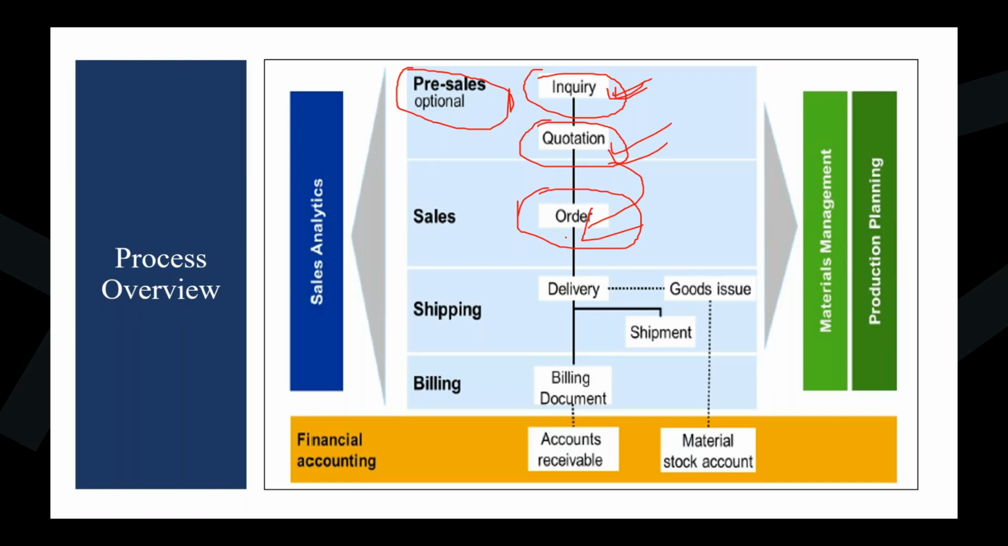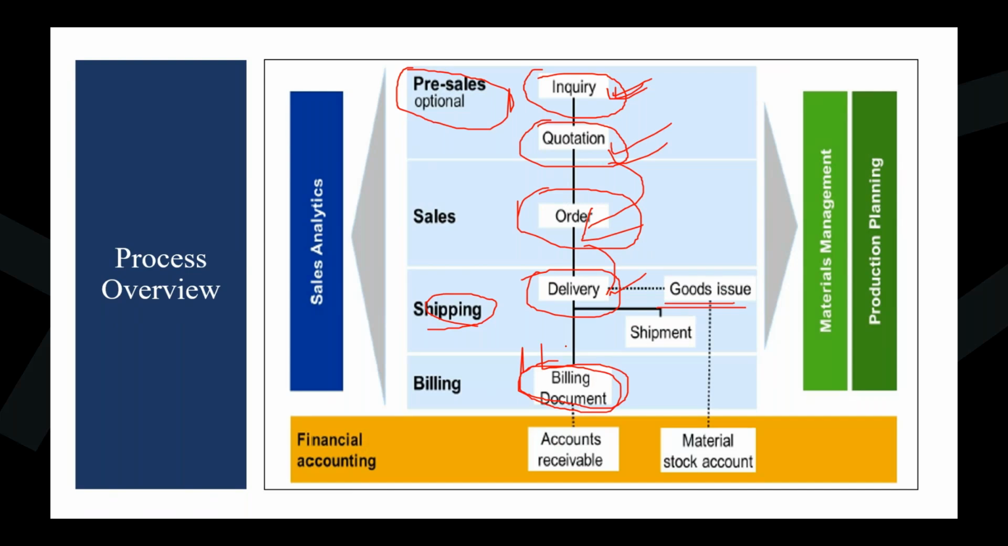Once the sales order is created, the next step is to deliver the product to the customer. Shipping. In the shipping phase, you create an outbound delivery, then you do the goods issue. You deliver the product to the customer, so the product goes to the customer's place. Then the final step is billing. You do the invoicing. You send your invoice to the customer.